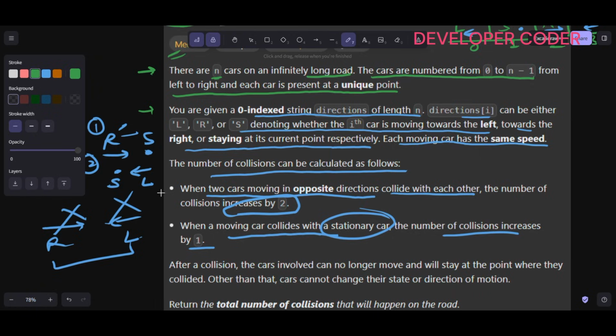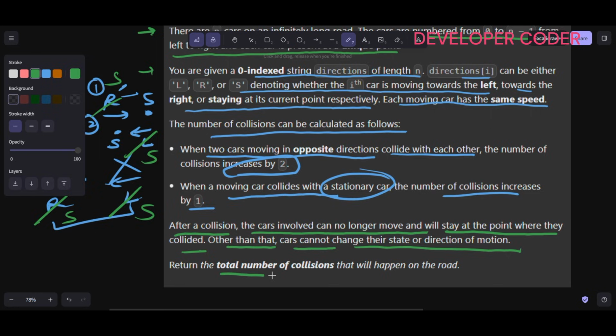That's it. Now after a collision, the cars involved can no longer move and will stay at the point where they collided. So once they collide, this is going to become S, this is also going to become S, and so on. Other than that, cars can't change their state or direction of motion. And we have to return the total number of collisions that will happen on the road.